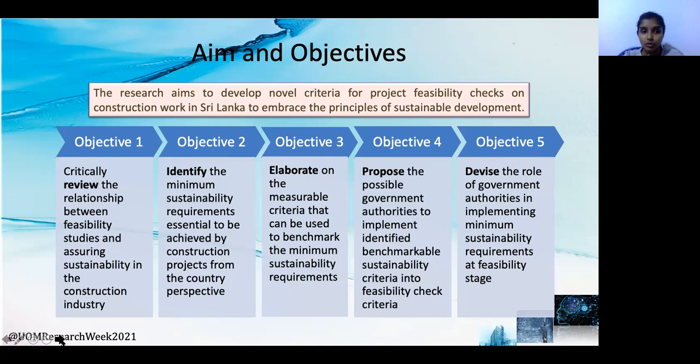The first one is to critically review the relationship between feasibility study and assuring sustainability. The second is to identify the minimum sustainability requirement. The third one is to elaborate on measurable criteria to implement this minimum sustainability requirement, and propose governmental authorities. And the last one is to devise the role of these identified governmental authorities.